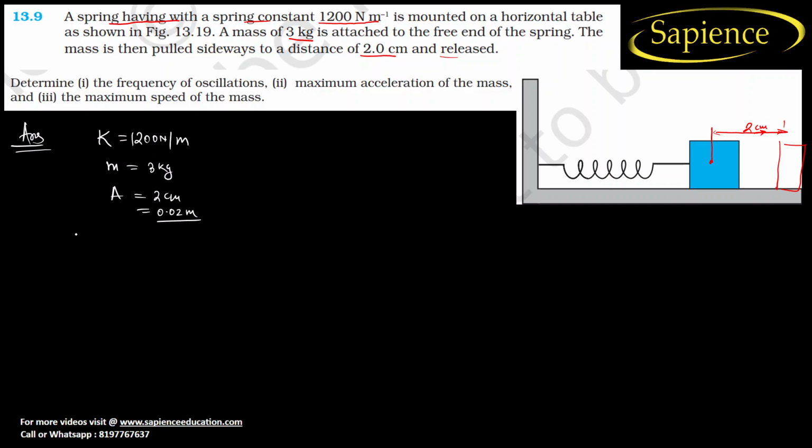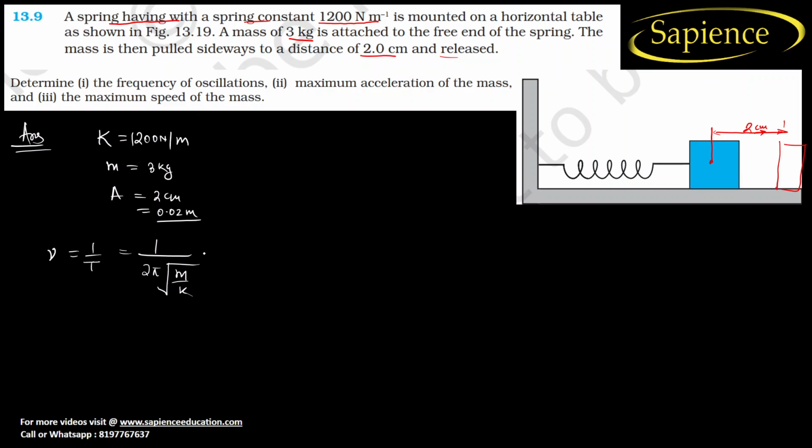Now we know that the frequency of the oscillation is equal to 1 by time period. Now we know that time period is equal to what? So time period is equal to 2 pi root under m by k, because frequency will be omega by 2 pi.